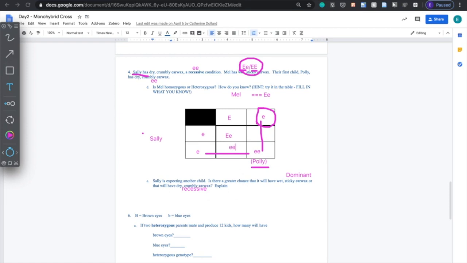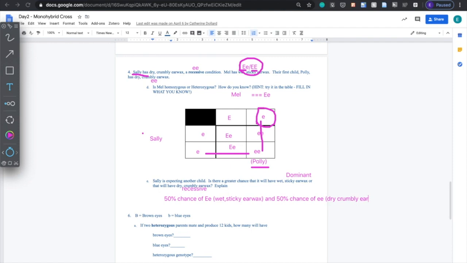And we see that there's a 50% chance of EE, which is our dominant, so it's wet, sticky earwax. And we have a 50% chance of recessive, right? Dry, crumbly earwax. So there's a 50% chance that the child either has wet, sticky earwax or dry, crumbly earwax.